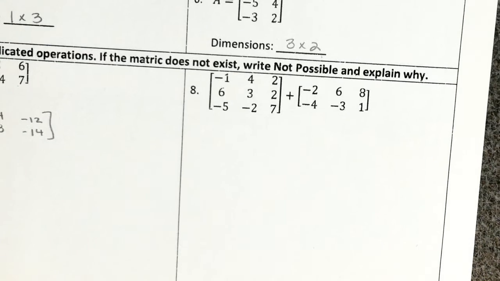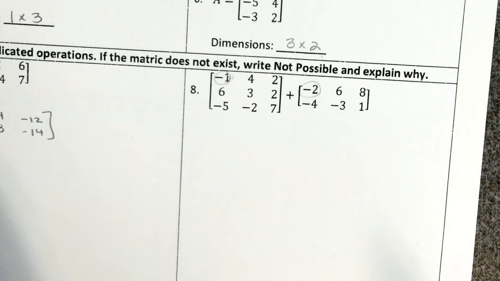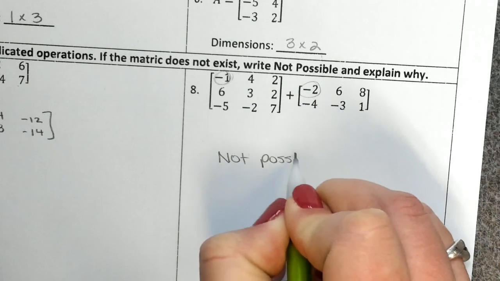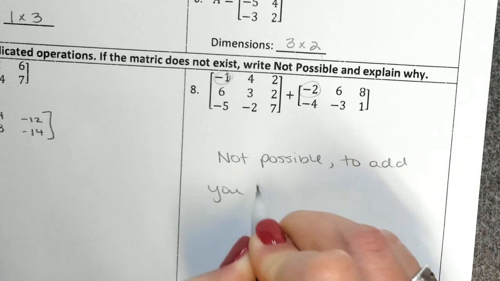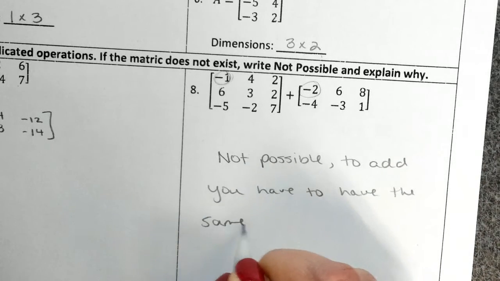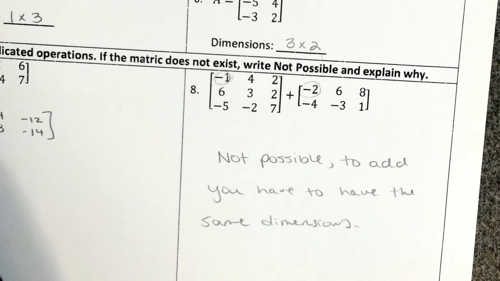Number 5, how do I add matrices together? Yeah, you normally would add the first row, first column with the first row, first column, but you can't here. Why not? This one's not possible. What was the reason? Yes, to add, you have to have the same dimensions. I need one more piece of information here to get my full 3 points on a quiz, though.